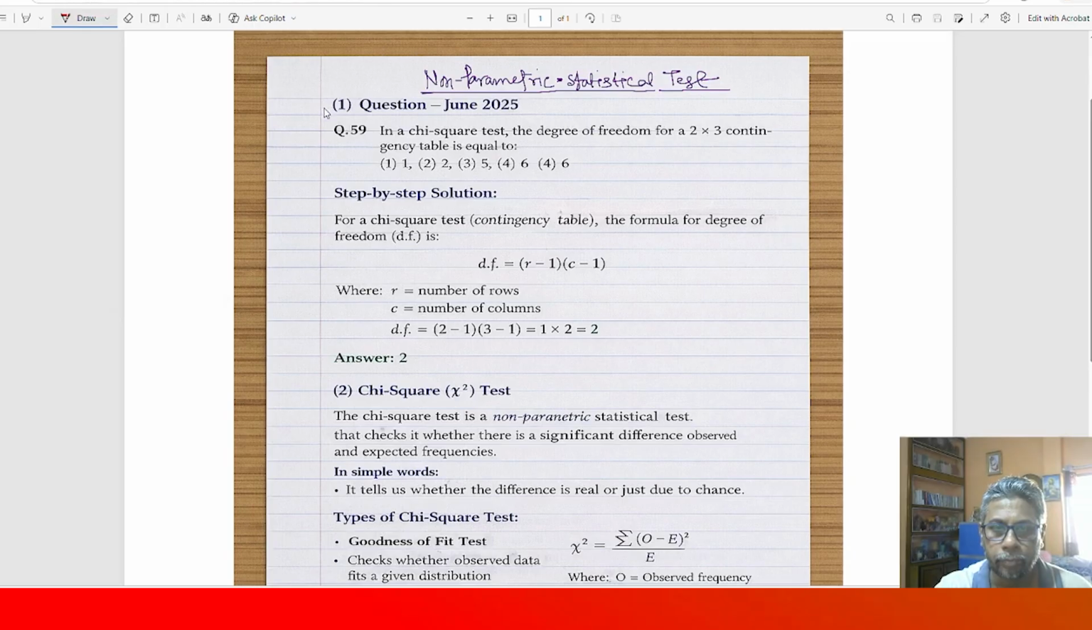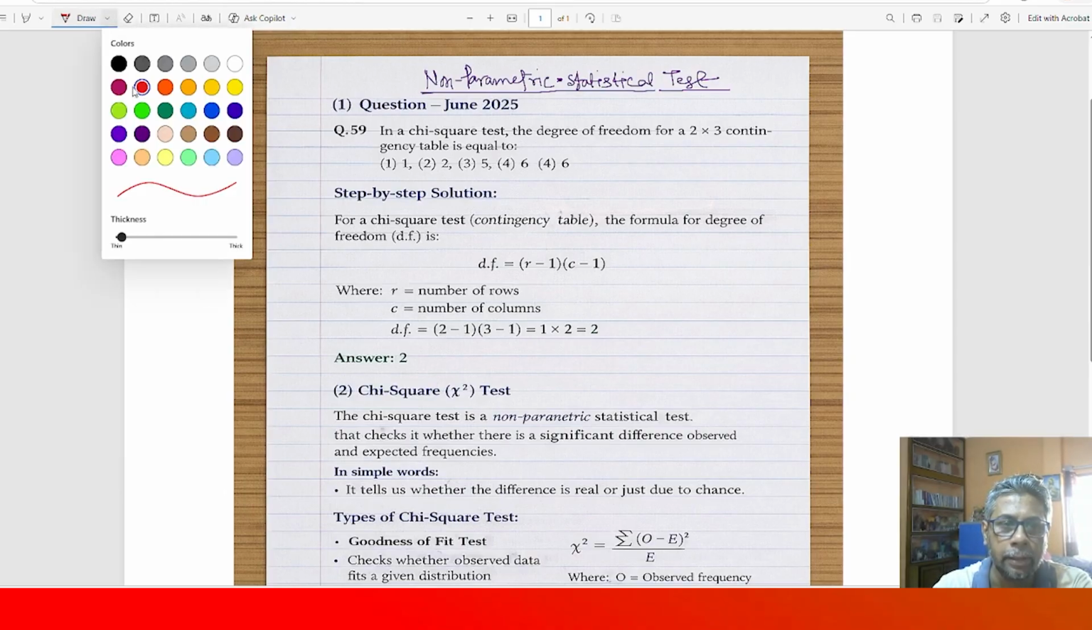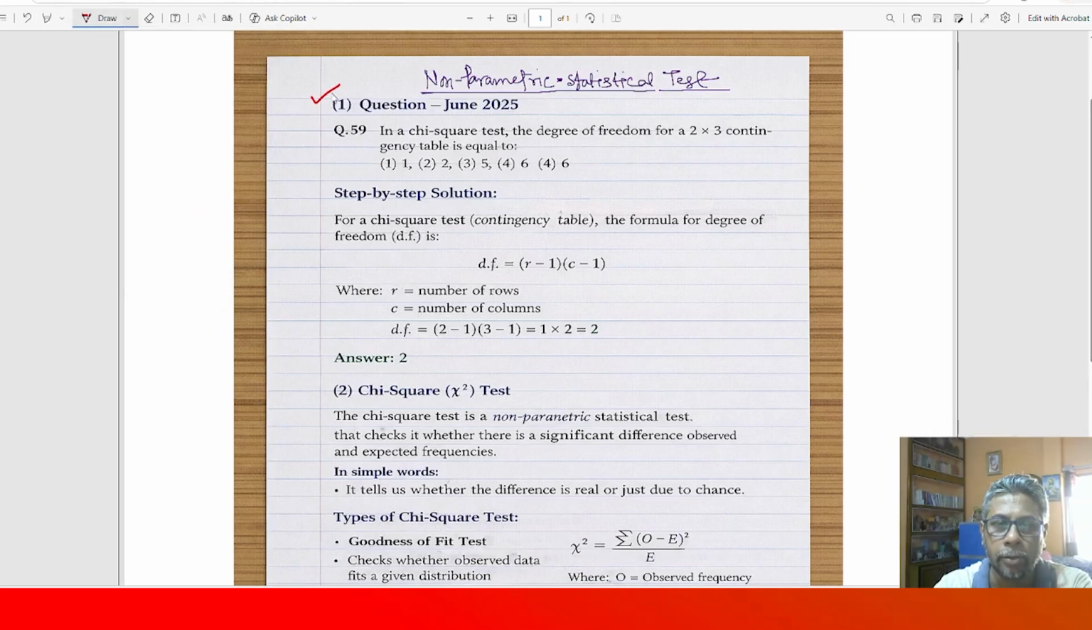is question number 59 on the chi-square test. The degree of freedom in the chi-square test, degree of freedom for a 2 into 3 contingency table is equal to... They have given four options.